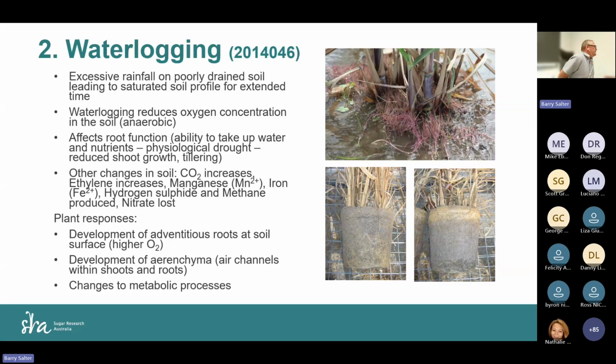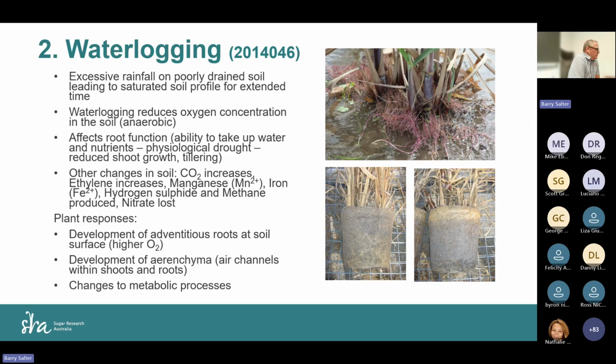Right. That was compaction. The next one I'm going to talk about is waterlogging. And look, if you see those numbers next to the title, those are actually project codes. So if you had the time to go into SRA's e-library, you might be able to search for those project codes to find some more information on some of the projects I'll talk about.